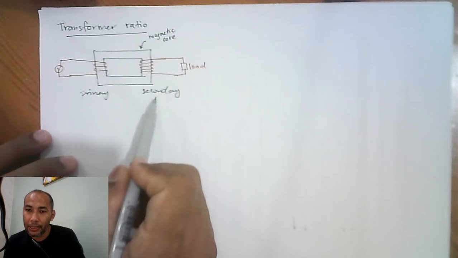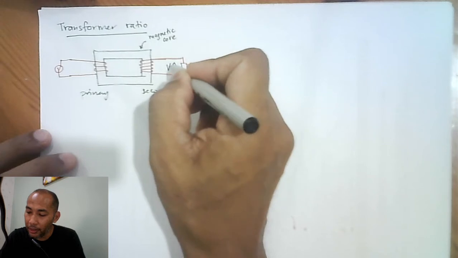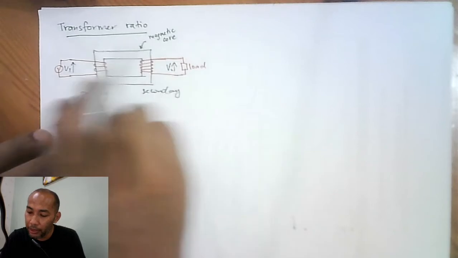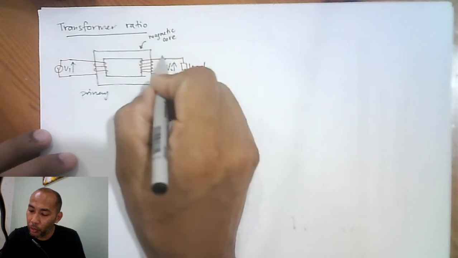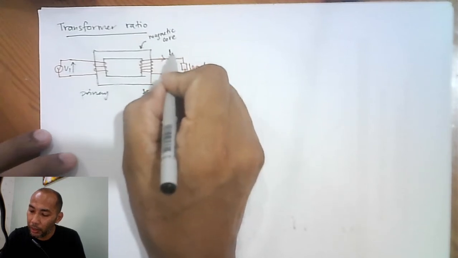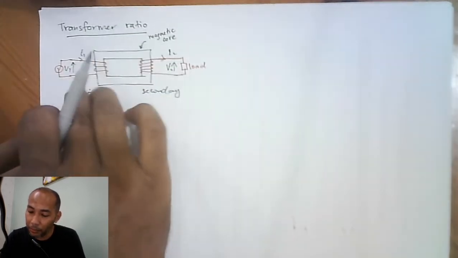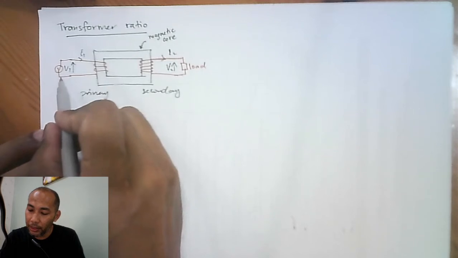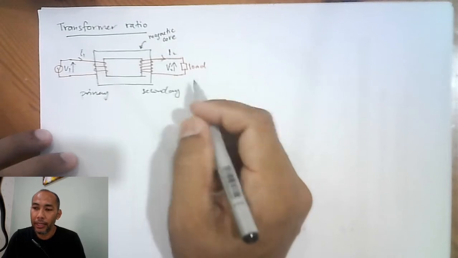Therefore, if the secondary side voltage V2 is greater than the primary side V1, it means that the current I2 is less than the current I1, because the power is the same at the primary side and the secondary side. So if the voltage is low compared to the primary side, then the current is high. Vice versa.